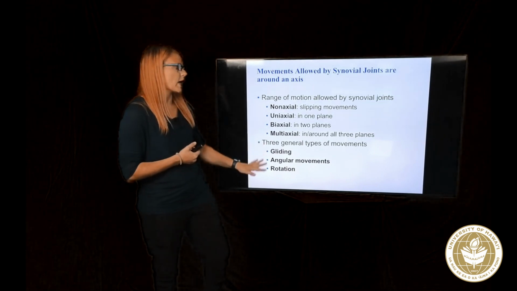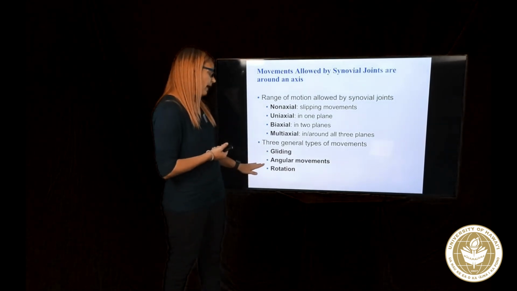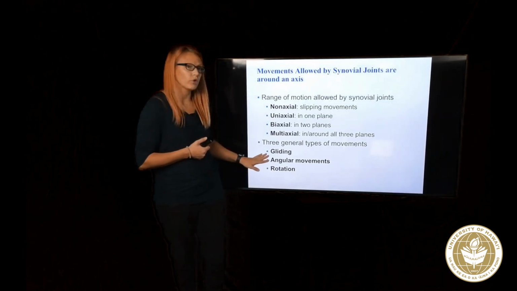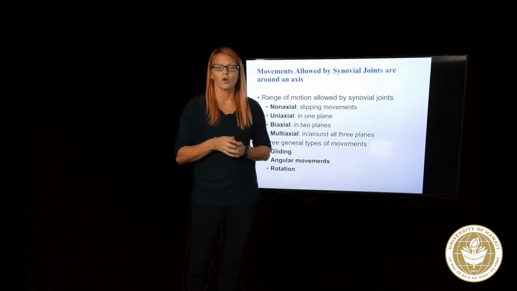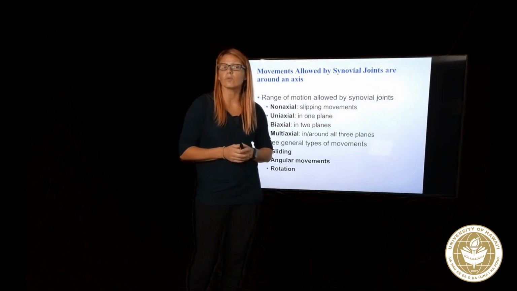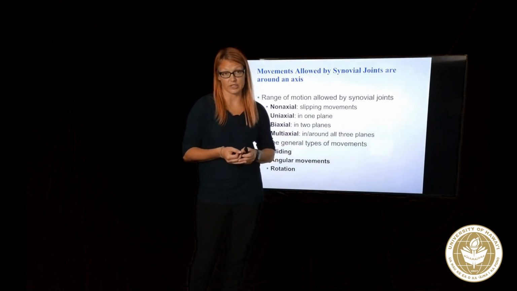And there are three general types of movement that we see. We can see a gliding movement, angular movements, and rotation. So our gliding movements are going to be things like moving our wrist from left to right, right? There's angular movements, which are things like flexion, extension, and hyperextension.